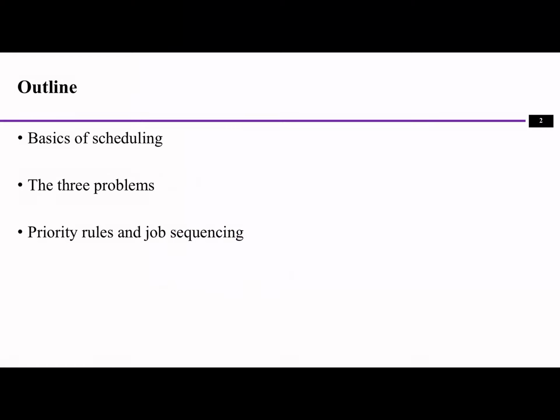All right, so today we're going to talk about basically how scheduling works in manufacturing systems, and I'll also present some of the typical problems, especially some simple problems related to scheduling in production companies. And then we're going to discuss some of the priority rules and how to make scheduling in job sequencing.